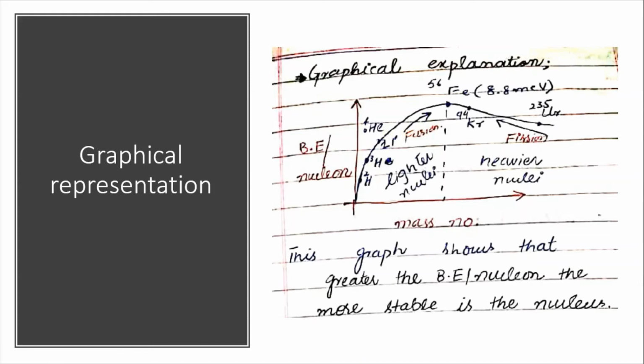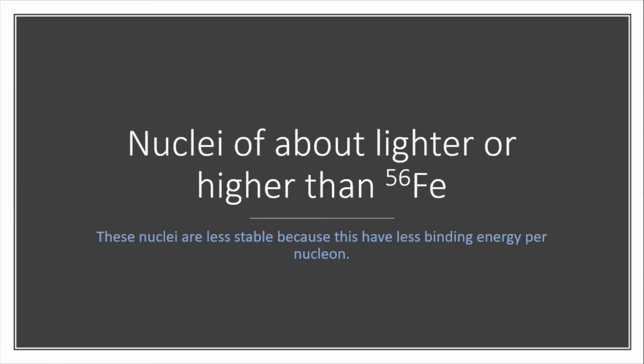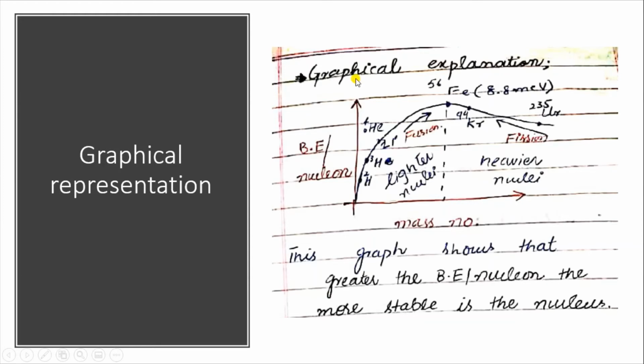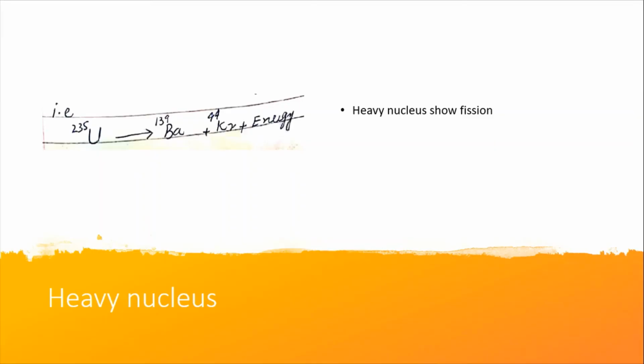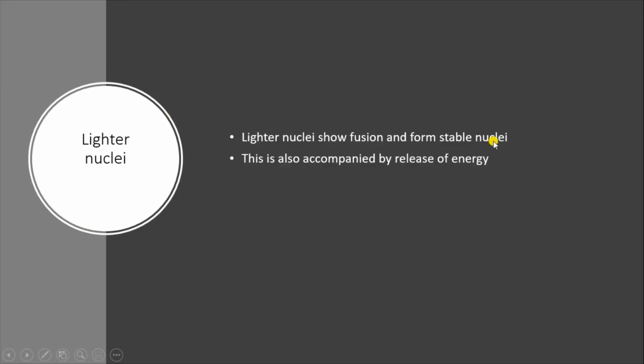So you are watching that some elements have less binding energy and some have high binding energy. What will be the difference? The elements that have high binding energy, heavy nuclei, will show fission. Like uranium, it will convert into barium and krypton with the release of energy. And some lighter nuclei show fusion and form stable nuclei. They have less energy, so they also release energy.